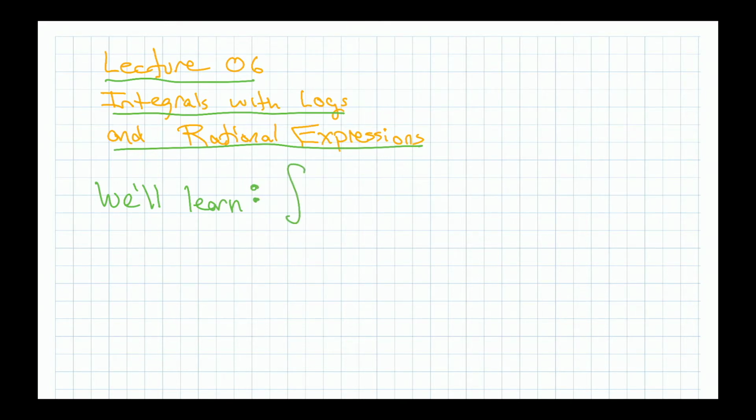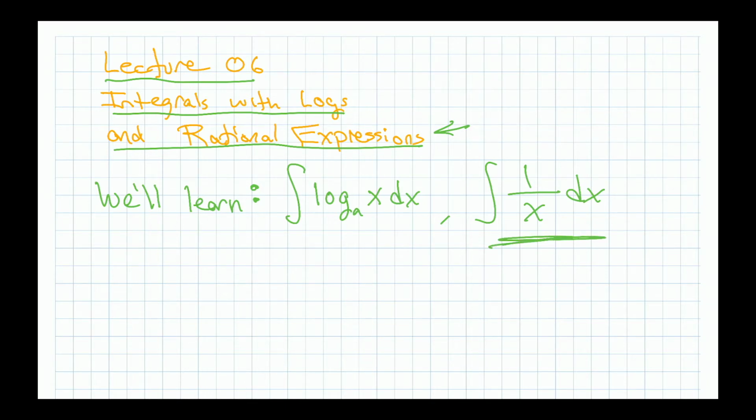Basically, how to do an integral of a logarithm like this, log base a of x. And also, we're going to learn how to do integrals of this sort. Okay, and those are both related to logarithms. And when we say rational expressions here, we're saying that because if you have certain types of rational expressions where the bottom is the derivative of the top, then it'll be this type of integral. You'll just have to do a u substitution first.